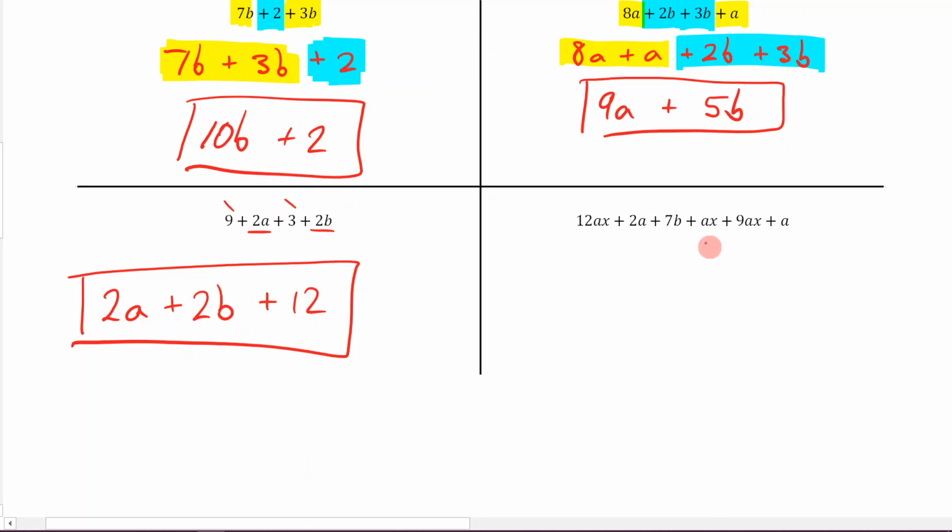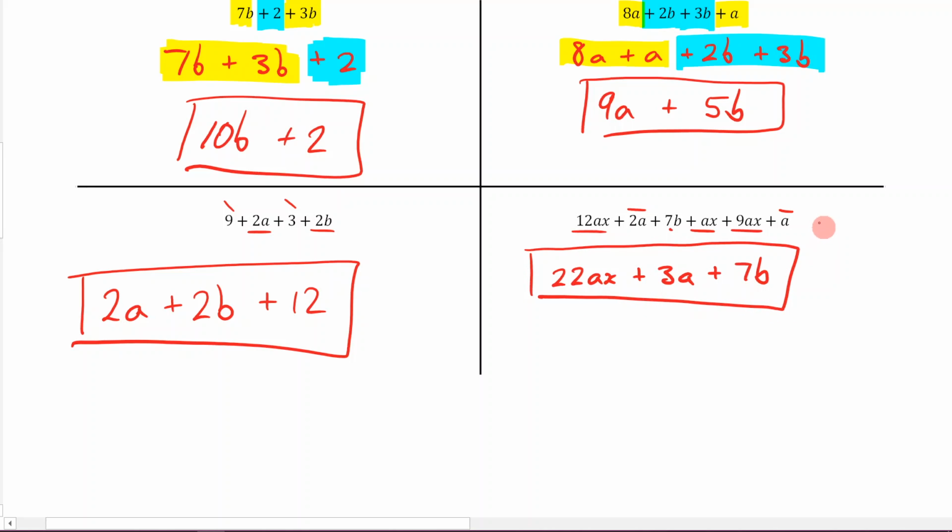What about this one? Here I have 12ax, and I have ax, and I have 9ax. So I have 3 like terms here. I could add all those together. So I know ax plus 9ax, that's going to be 10ax, plus 12ax, that's going to be 22ax. And then I also have 2a and a, so that's going to be 3a, and I also have 7b here. So it's going to be plus 7b, no like terms for the b. So that is going to be my answer for that one.